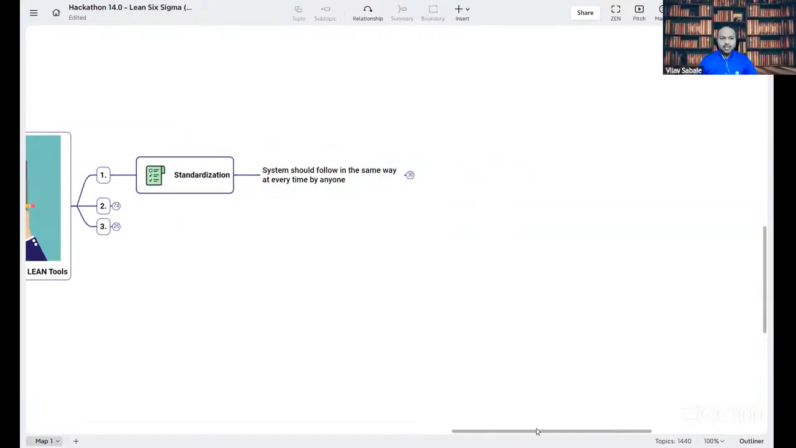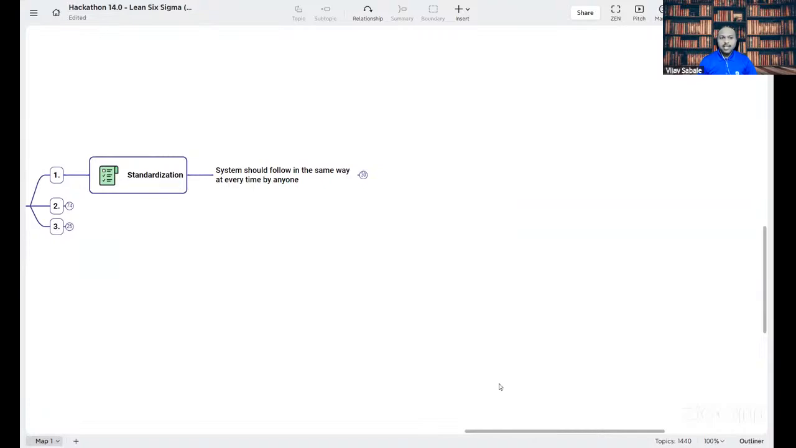So as you know, the name indicates what is standardization. Standardization means we are going to create a system that should be followed in the same way every time by anyone, right? So there is no confusion. Whether it is an operator or any other person who is going to handle that system, he or she must follow the system in the same way. So if you create that kind of system, it is called standardization. Please look at the way here. It's the same way every time by anyone, right?